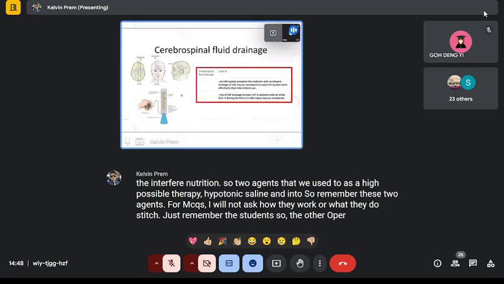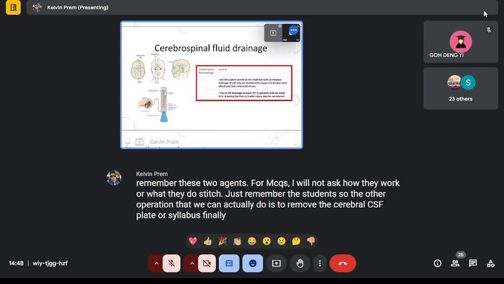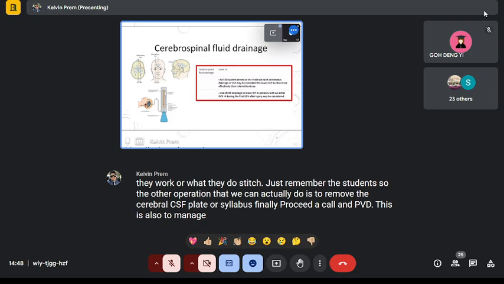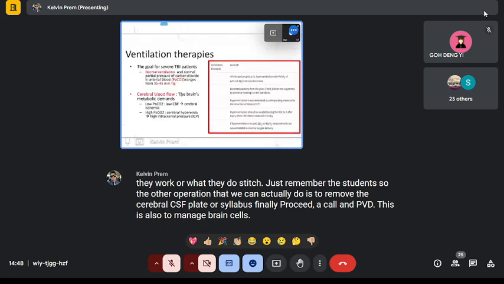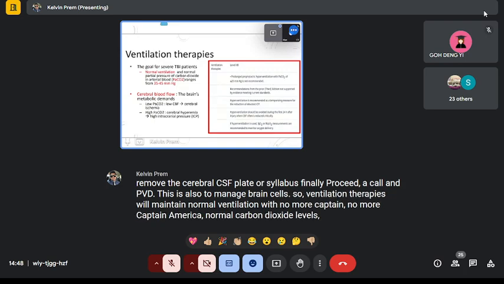The other operation that we can actually do is to remove the cerebrospinal fluid, a procedure called an EVD. This is also to manage brain insults. For ventilation therapies, we will maintain normal ventilation with normocapnia. Normocapnia meaning normal carbon dioxide levels.